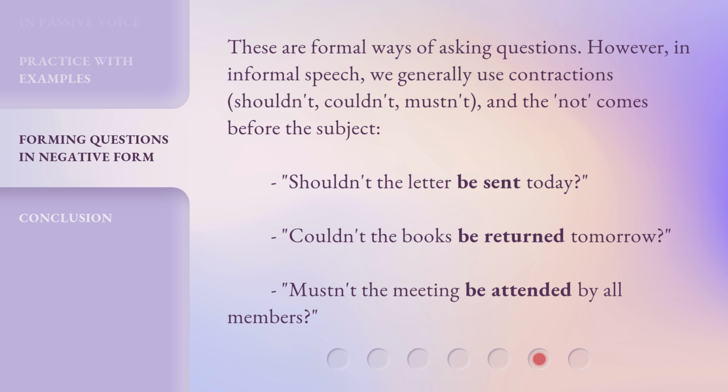However, in informal speech, we generally use contractions: shouldn't, couldn't, mustn't, and the not comes before the subject. Shouldn't the letter be sent today? Couldn't the books be returned tomorrow? Mustn't the meeting be attended by all members?